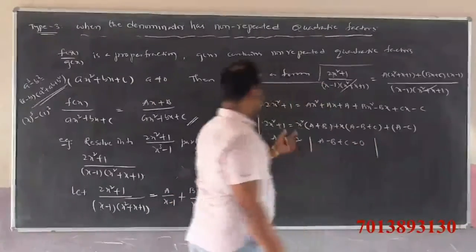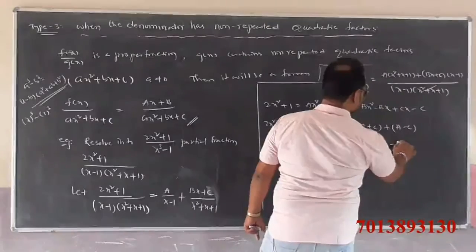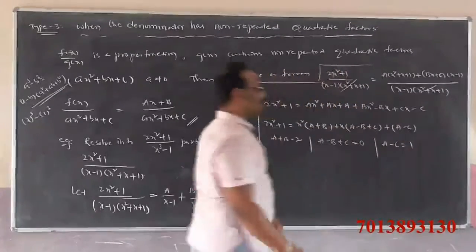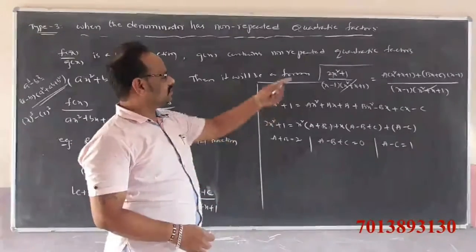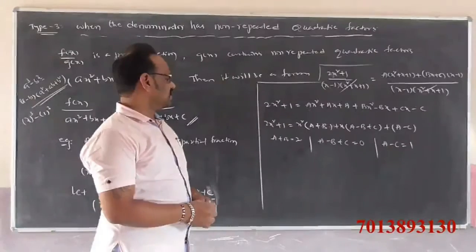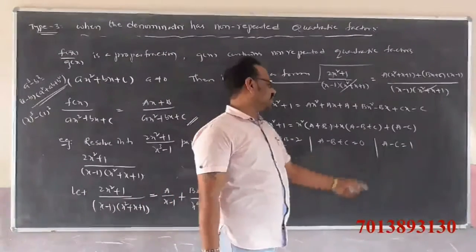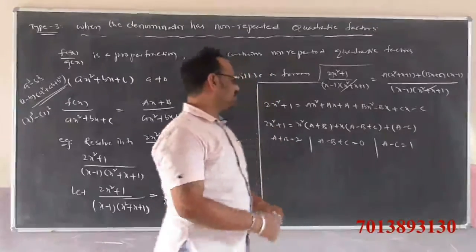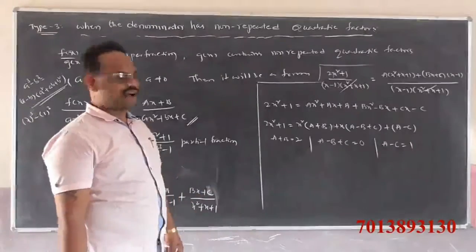Constant term, observe here. The constant term is 1. Here the constant term is nothing but a minus c is equal to 1. A minus c is equal to 1. Or putting x is equal to 1, we get it like that also. So a plus b is equal to 2, a minus b plus c is equal to 0, and a minus c is equal to 1. So we want a, b, c values.